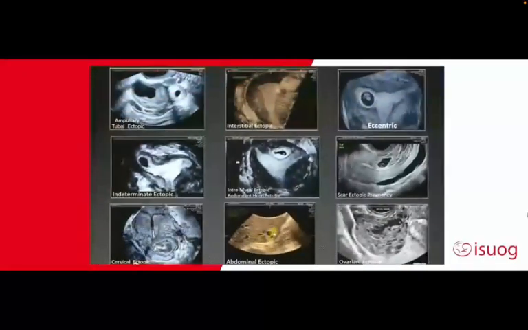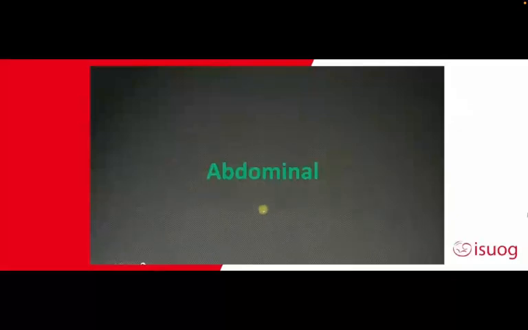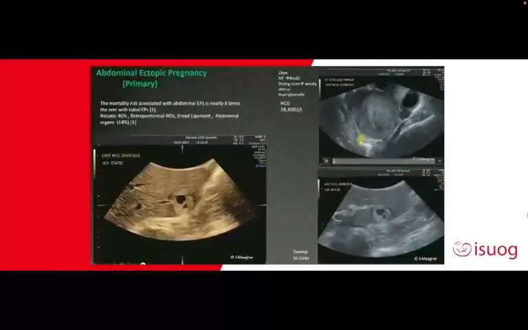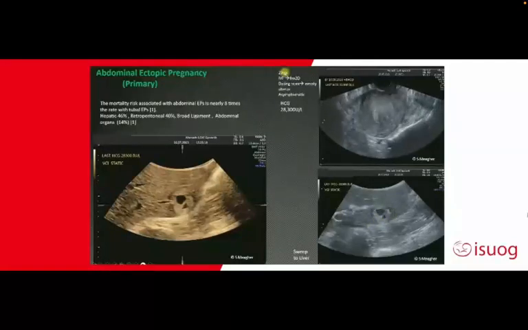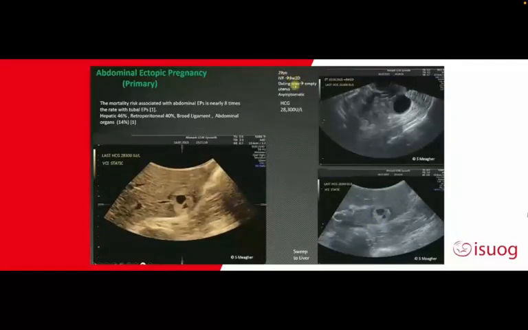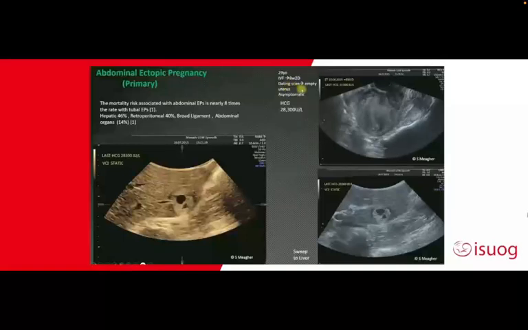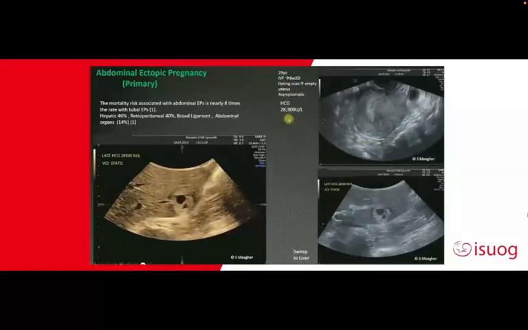I'm going to finish up. I'm slightly over time with the abdominal pregnancies. So this here is an example of an empty uterine cavity. Up here we can see a patient who's at 8 weeks and 2 days of gestation, a dating scan. The beta HCG is at 28,000.